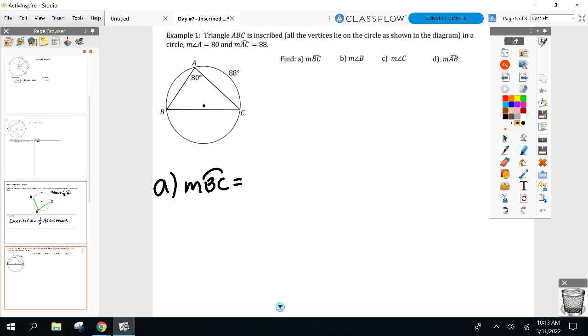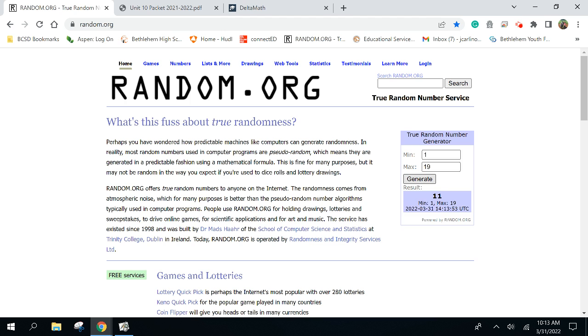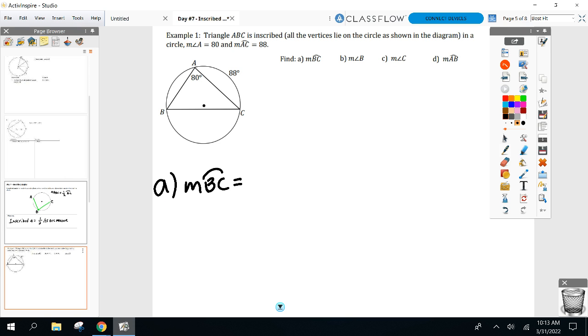How can I find arc BC? Well, let's take a look. What type of angle is angle A up here? What type of angle is angle A? Oh, yeah, inscribed. Inscribed, right? It's inscribed. And we take half whatever its arc was.